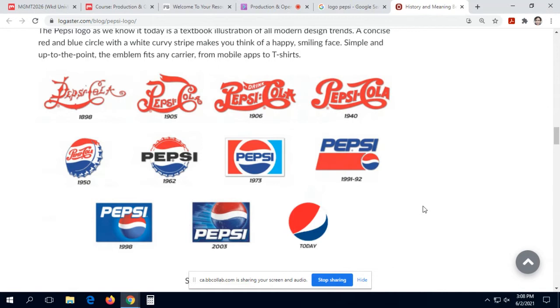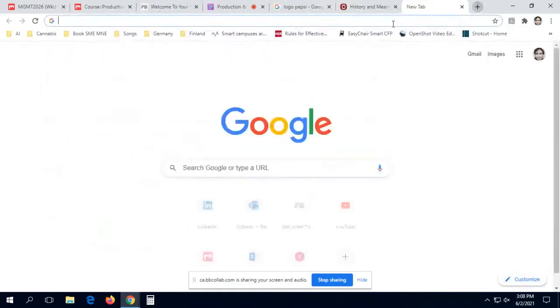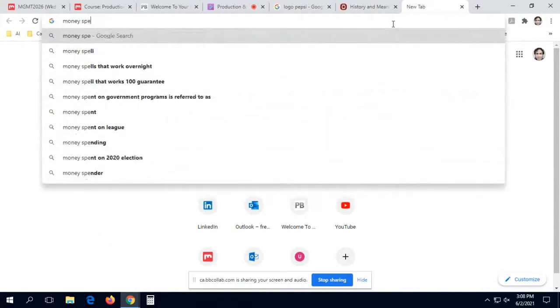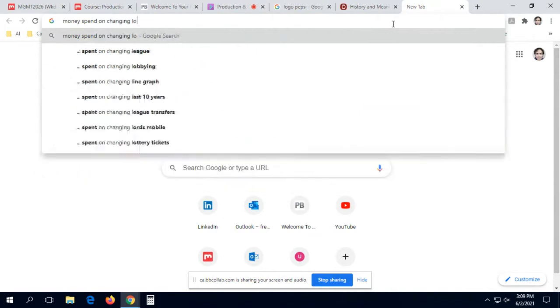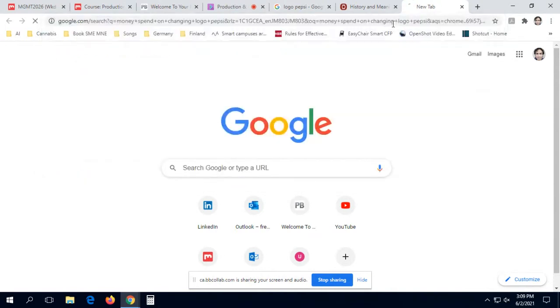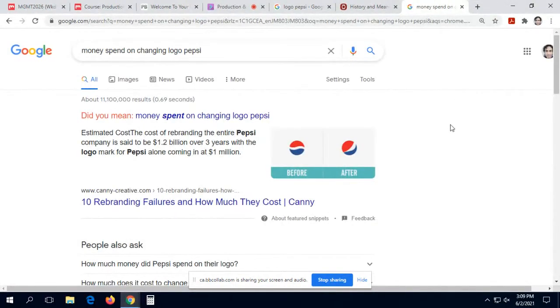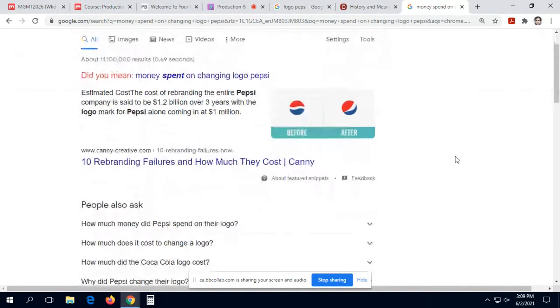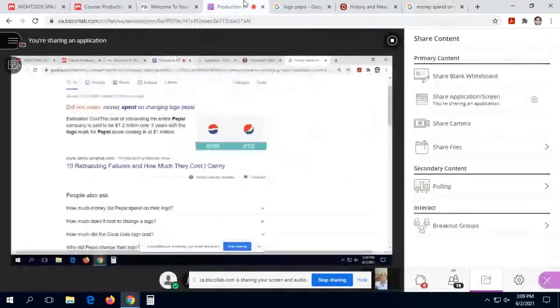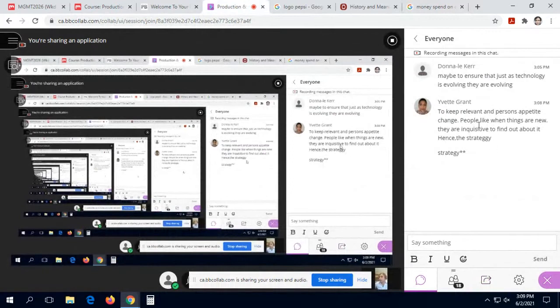You should do some research, but behind this, one more thing: how much money do you think it would cost, let's say Pepsi, to change their logo? How much money is spent? Run a Google search on this and try to find out. I don't remember the exact price. Okay, look at this, and let's go to the chat, because I think someone posted.